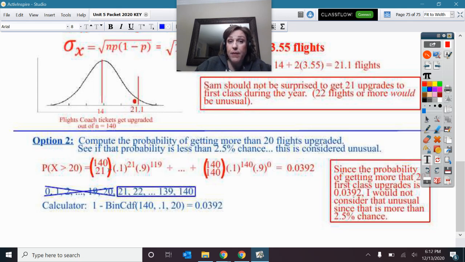So I did the binomial from 21 up to 140. And so I took off the bottom 20 and see, look, I got 3.92. And so that is not less than 2.5%. So therefore, it's not considered unusual. Okay, and so that's why I would say that I would compare it to that 2.5%. What that tells me is that that slice of 21 is probably the highest portion of this probability outside here. Okay, the part above that 2.5%. 1.42.